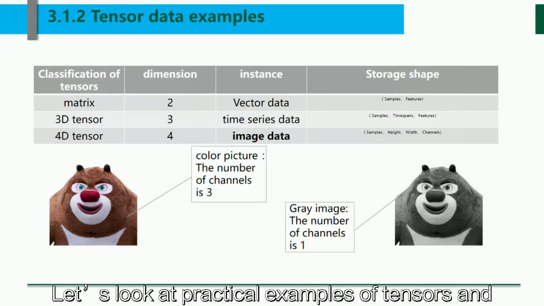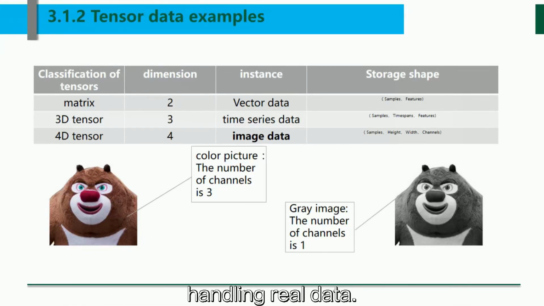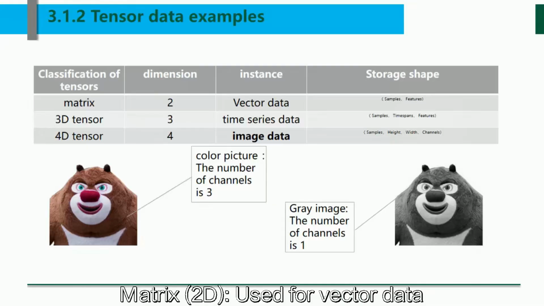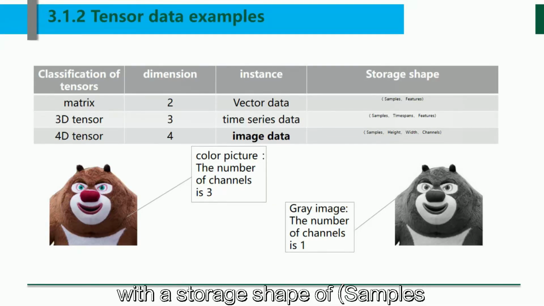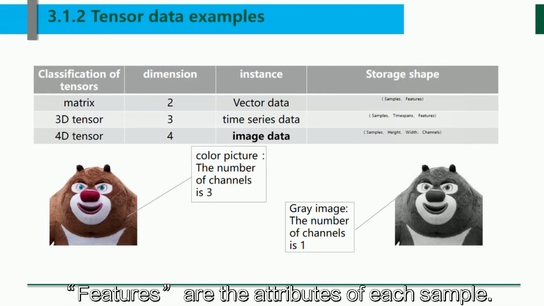Let's look at practical examples of tensors and their storage shapes. This is crucial for handling real data. The table on the slide summarizes 3 common types. Matrix, 2D, used for vector data, with a storage shape of (samples, features). Samples are the number of data points. Features are the attributes of each sample.